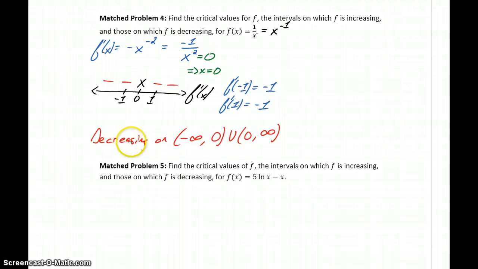So again, our answer here is a little bit different than in match problem 3 because we have to have that break at 0 because the original function is undefined at 0. In match problem 3, the function was continuous for all values of x. Here we have a break in the graph, so we have to represent that with our intervals of decreasing as well.